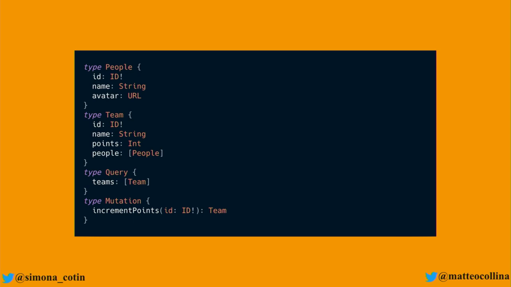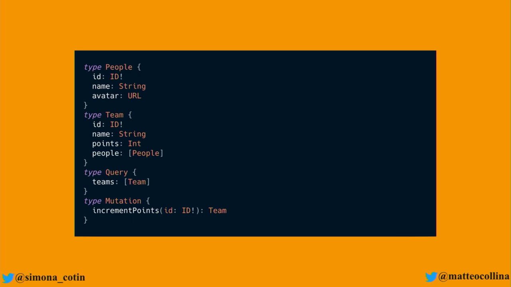For example, in this schema, we can ask for teams, and say that there is a teams query that can return an array of teams. But also there is a mutation. And what is the mutation? Well, the query provides idempotent operations, while the mutation is used to actually change your data.